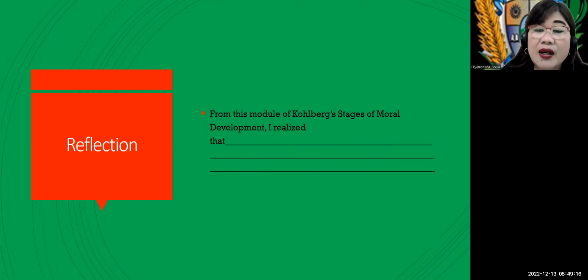Okay, another, you are going to make a reflection from the Kohlberg stages of moral development. You are going to just continue the statement, "I realized that." You are going to make a reflection.